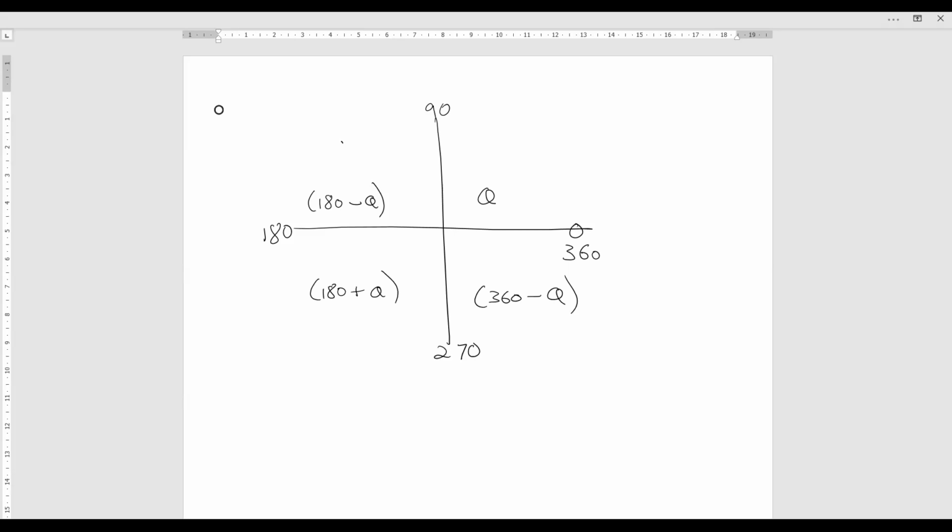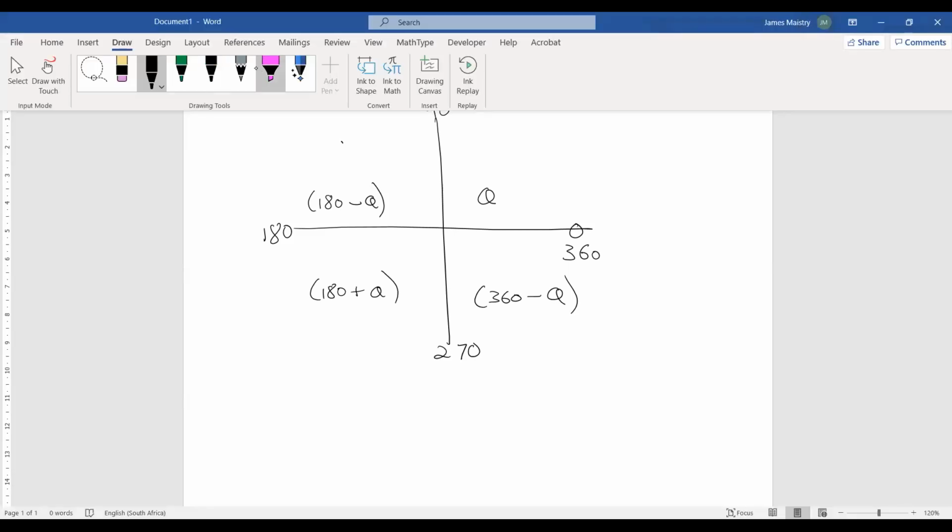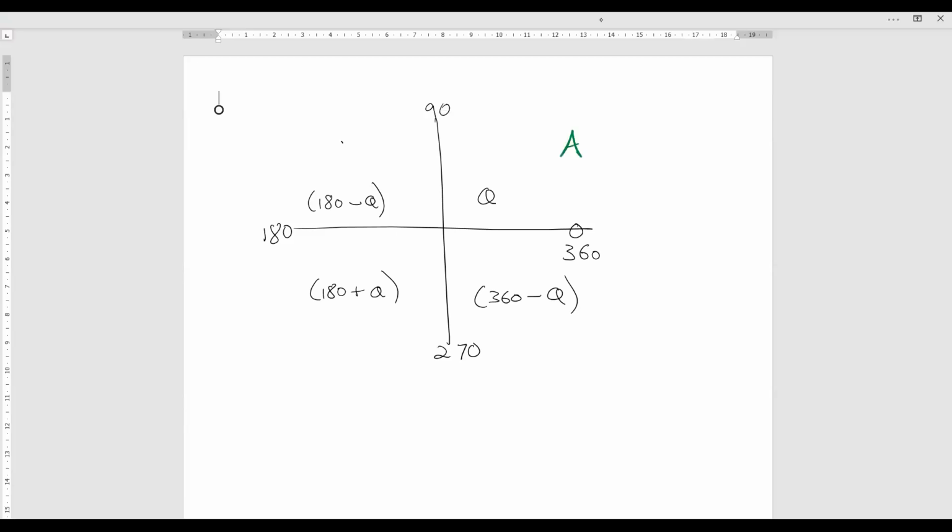And we know from the CAST diagram, and those of you remember, CAST means in quadrant 1, everything is positive. In quadrant 2, only S, which is sine, is positive. Quadrant 3, tan is positive. And quadrant 4, where we see C standing for cos to be positive.